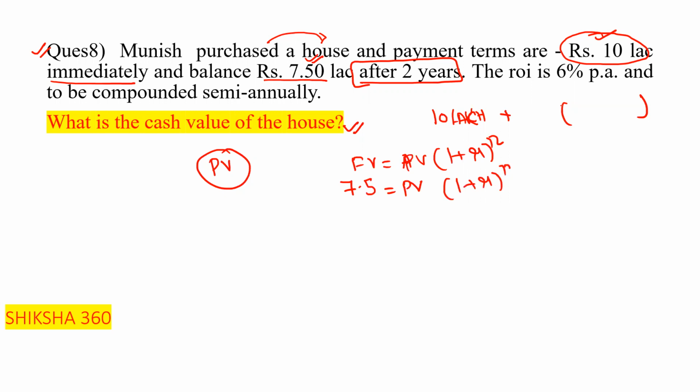So basically r here is 6%. But the interest is to be compounded semi-annually, so r comes out to 6 by 2, that is 3%. And n is how many times we have to calculate in 2 years, so n is equal to 4. So we have to write it according to that.